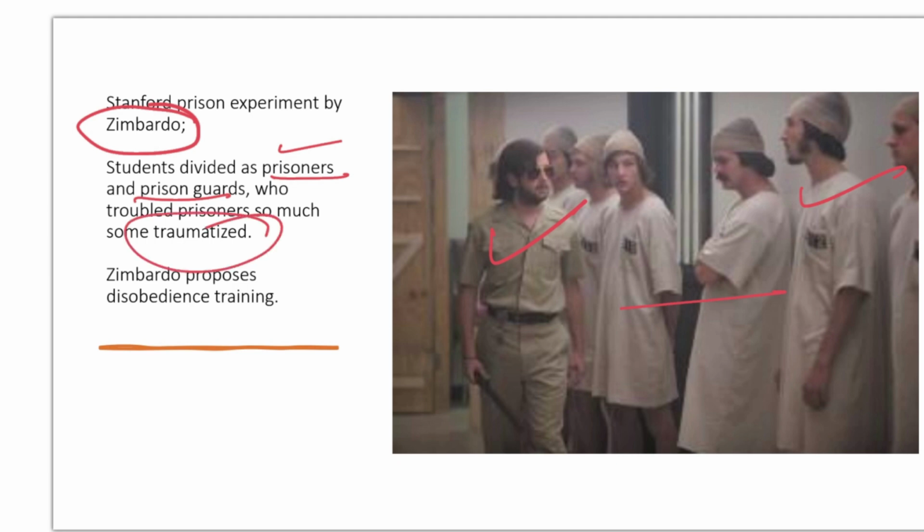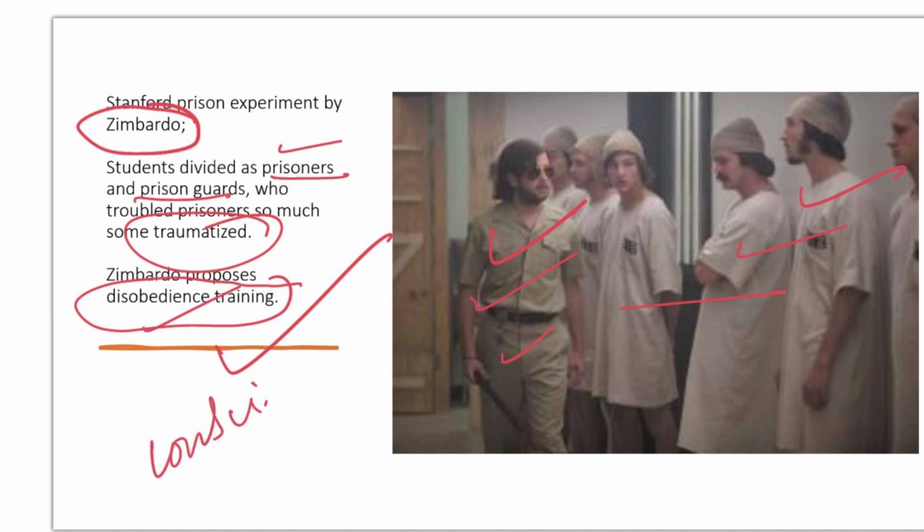Though they knew exactly they were only part of an experiment, and they were not really prisoners, nor were these people really prison guards, they behaved like prison guards and were very violent. All because they thought they should do as per the experiment, without seeing how human they are. So Zimbardo concludes that people are capable of inhuman activities under certain conditions. And so he proposes what he calls disobedience training. People should be trained to disobey and go by their conscience.